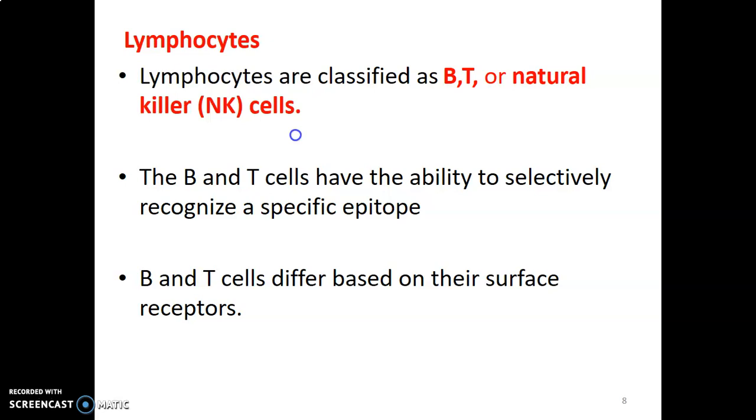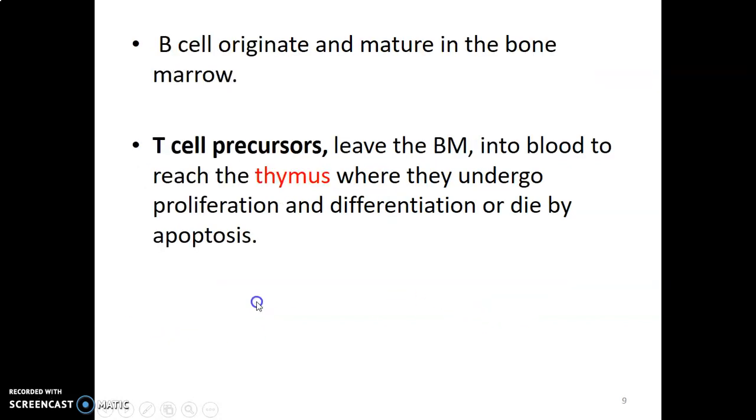B and T lymphocytes have the ability to selectively recognize a specific epitope, and that is based on the receptor that is on their cell surface. So they differ based on the receptor on their cell surface. The B cell usually originates in the bone marrow and matures in the bone marrow. However, the T cell originates in the bone marrow, but it has to leave the bone marrow and go to the thymus, where it will proliferate and mature.